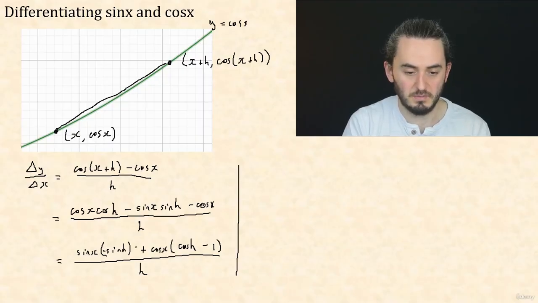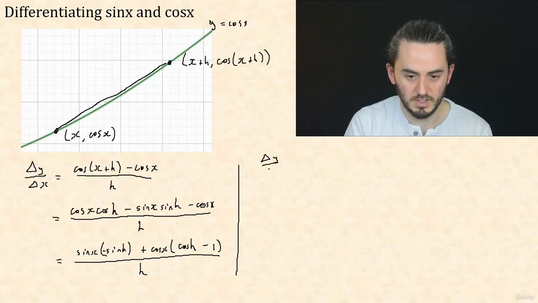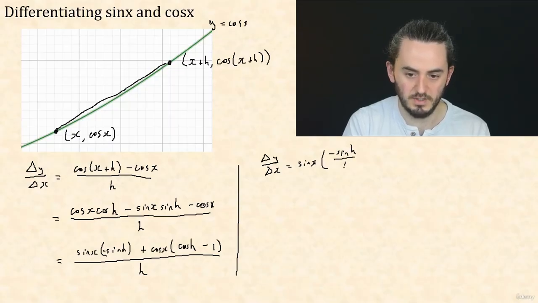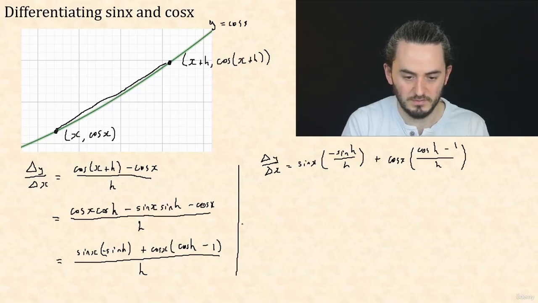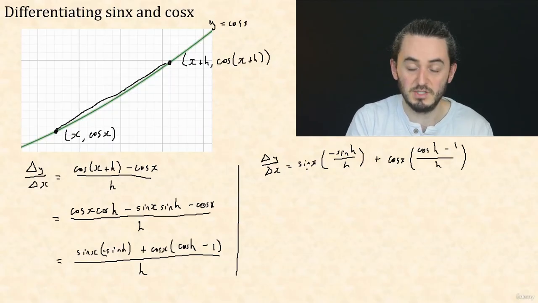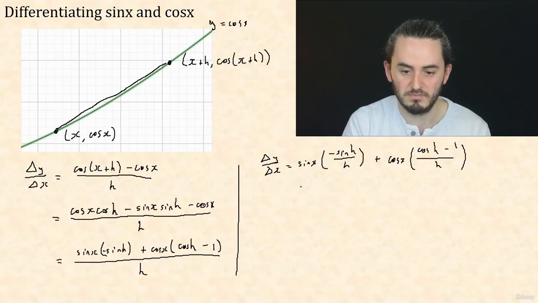Once again, I'll split this up. In terms of my sine x's, change in y divided by change in x, I've got sine x multiplied by minus sine h over h. And how many cos x's have I got? Well, it's cos h minus 1 over h. All I've done is tuck that divide by h into each of the fractions here.